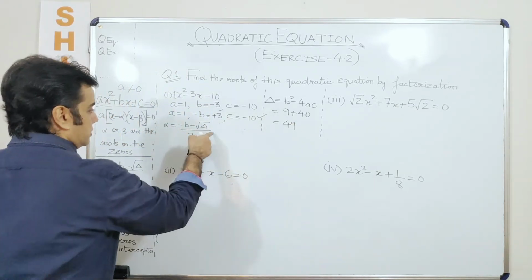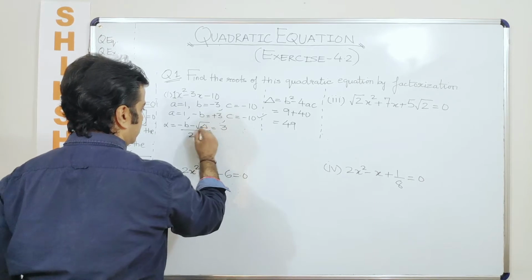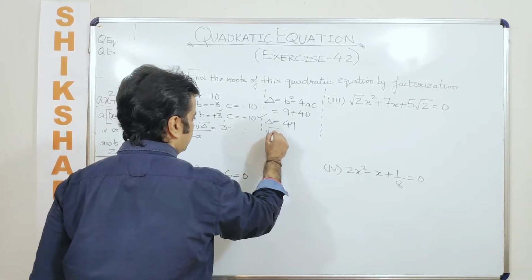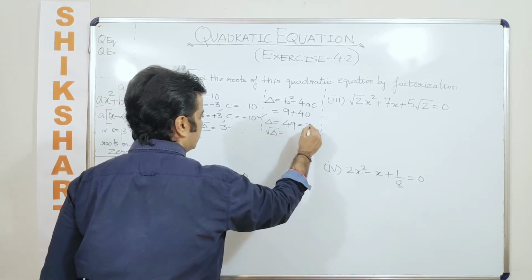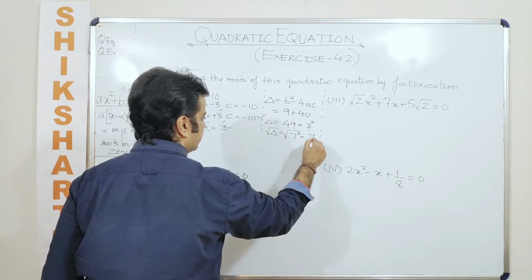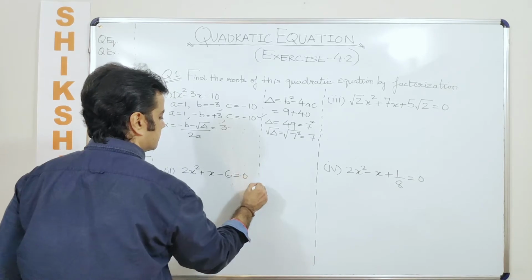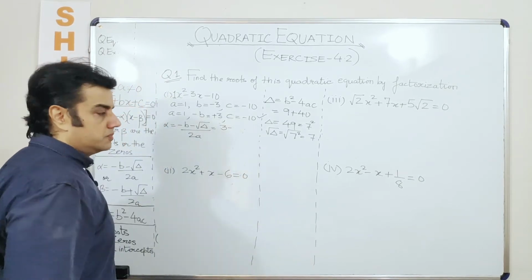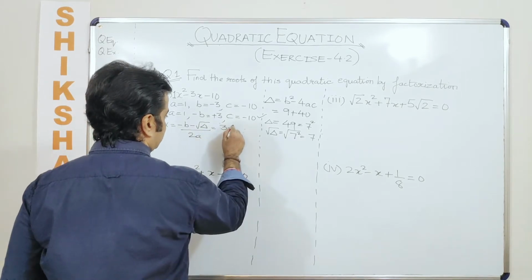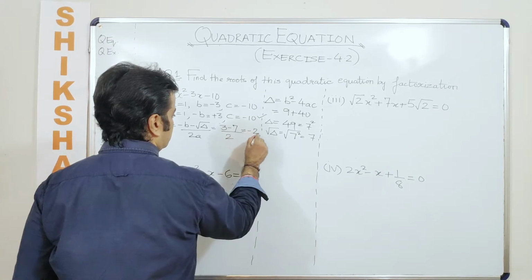Okay. So can we substitute the value here? Yes. Minus b is 3 minus root of delta. So if delta is equal to 49, root of delta, this can be written as 7 square, so root of delta becomes equal to 7. Right? Can we use the value here? Of course. So 3 minus 7, that is minus 4, upon 2a. So can I say this is minus 2?